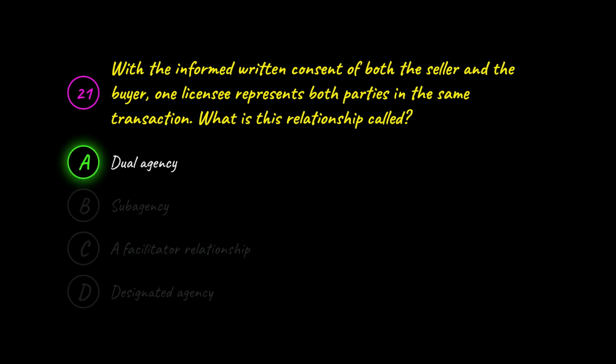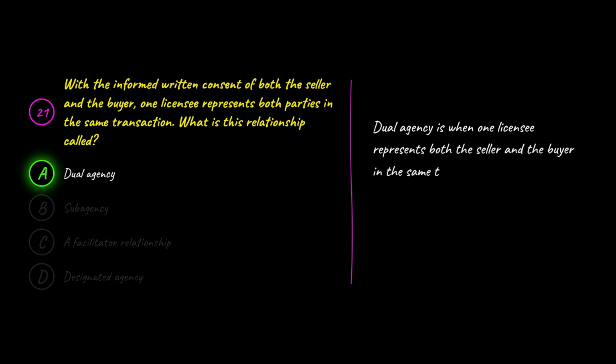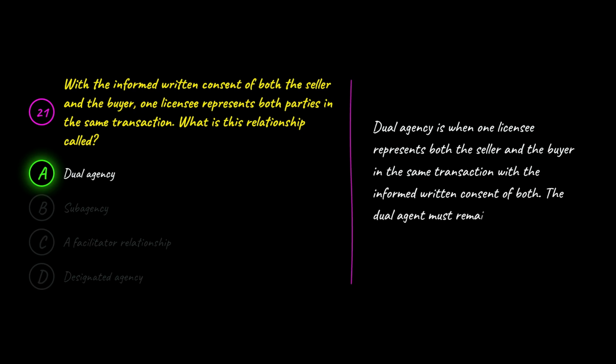The correct answer is A. Dual agency. A is correct because dual agency is when one licensee represents both the seller and the buyer in the same transaction with the informed written consent of both. The dual agent must remain neutral since fully advocating for one would harm the other.